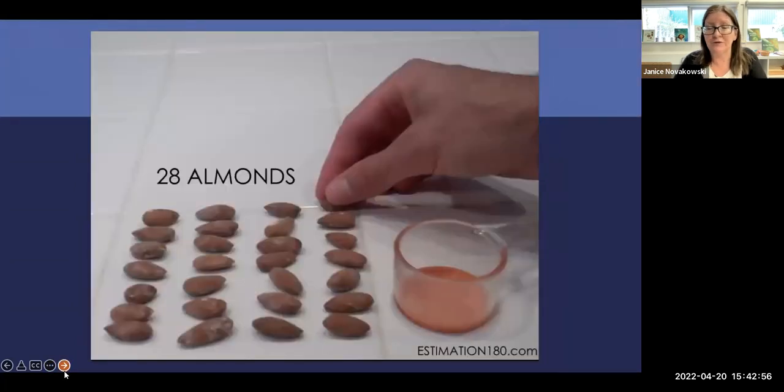And then the reveal for this particular one is a video where Andrew's counting all the almonds that were in the cup and placing them out in different arrays. And so students then made connections to multiplication in terms of determining how many almonds there were.